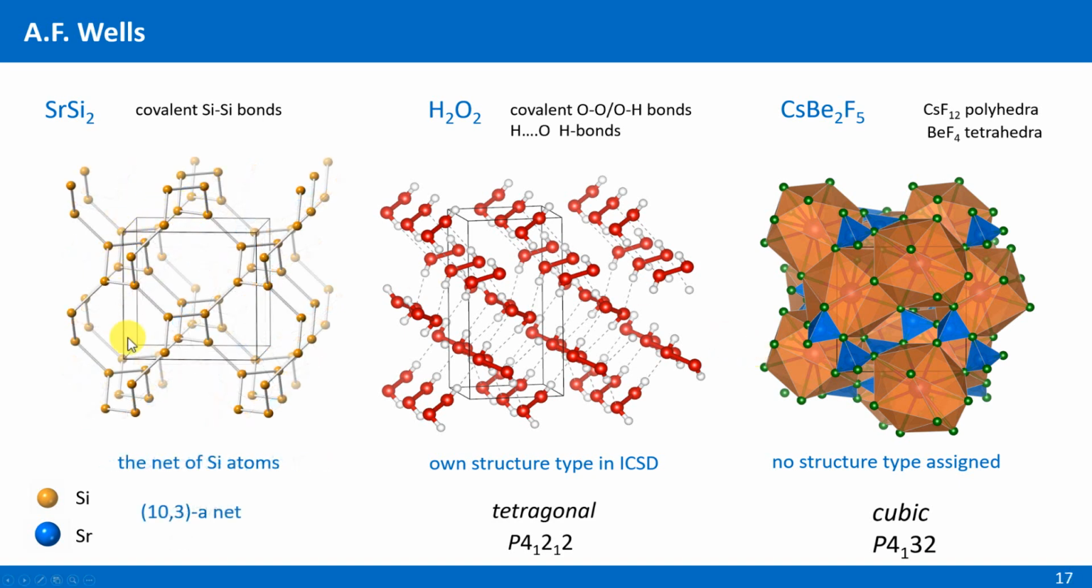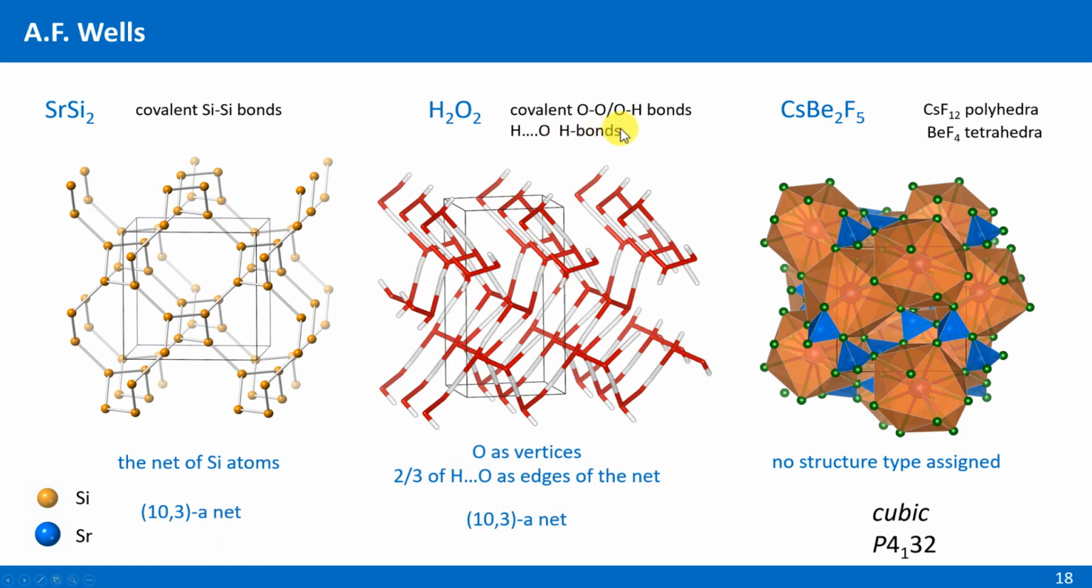Here, it is the network of the silicon atoms. They build a net which in the nomenclature of Wells is called the 10-3A network. In short, this means the silicon atoms build vertices which are 3-coordinating, and we have 10-membered rings. And this A is just another qualifier because there are other but different 10-3 nets. In H2O2 we have the covalent OO and OH bonds, and if we take 2/3 of the hydrogen bonds as additional edges, we have again a 10-3A net.